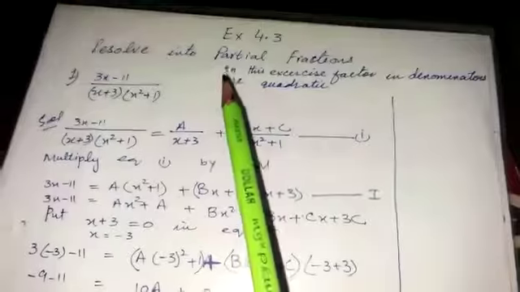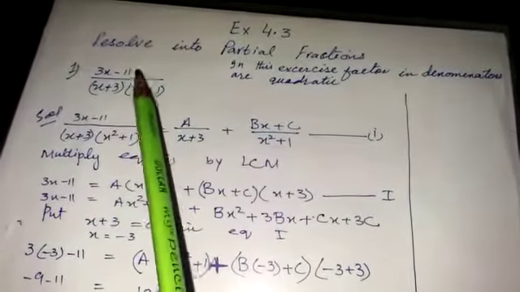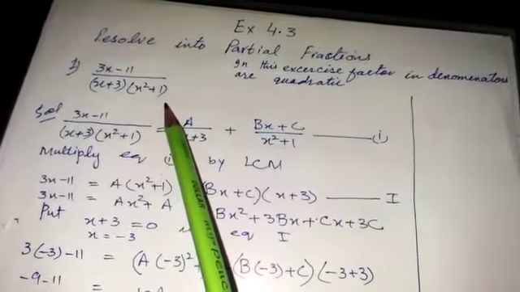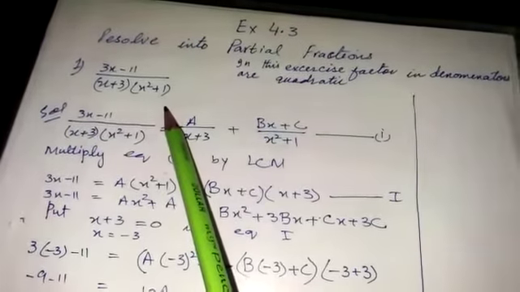Bismillahirrahmanirrahim. Today we will solve exercise 4.3. Question number 1 is (3x − 11) over (x + 3)(x² + 1). We will resolve this given fraction into its partial fractions.